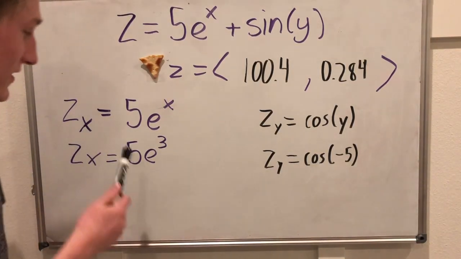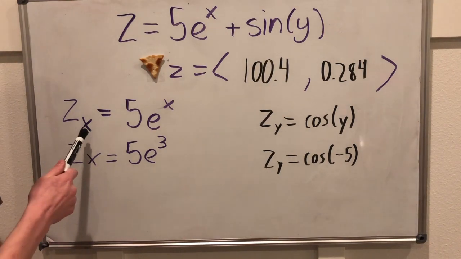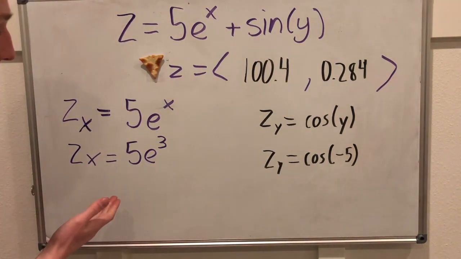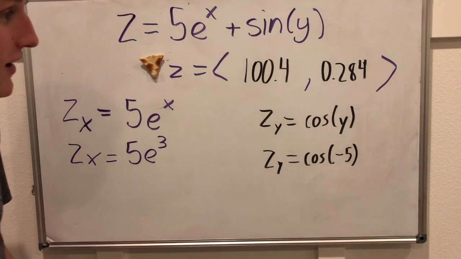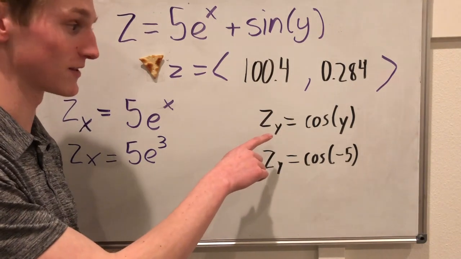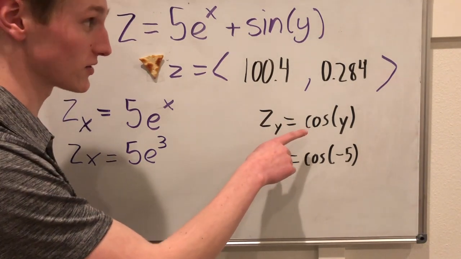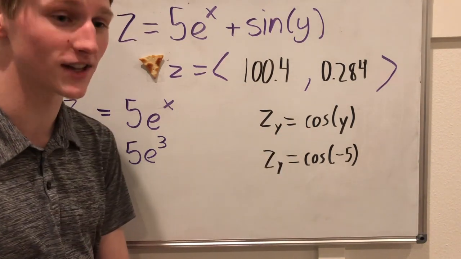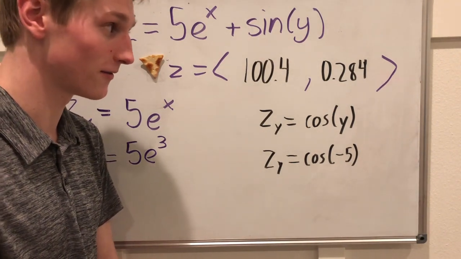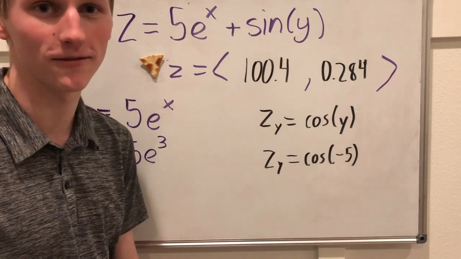So, assuming that y is a constant, the partial derivative with respect to x is equal to 5 times e to the x, which is equal to 5 times e to the 3rd power. And assuming that x is a constant, then the partial derivative with respect to y is equal to cosine of y, because the derivative of sine is cosine. And plugging in the point -5, we get cosine of -5.